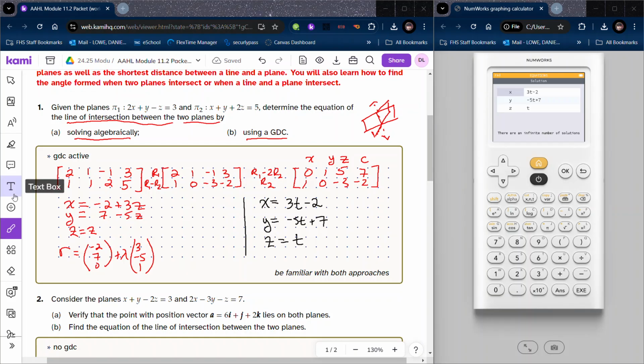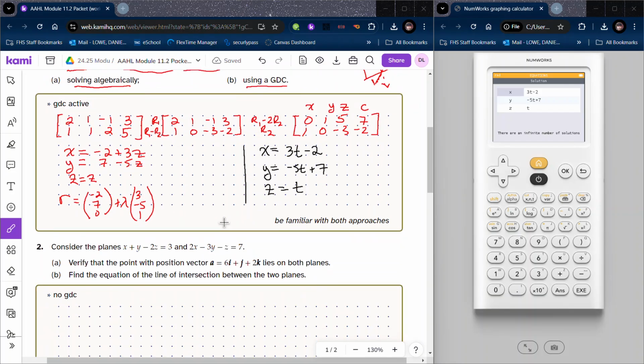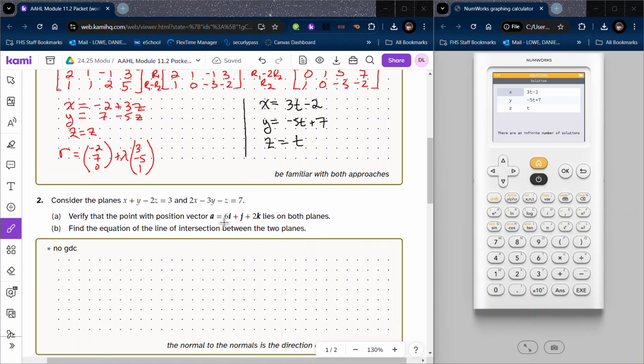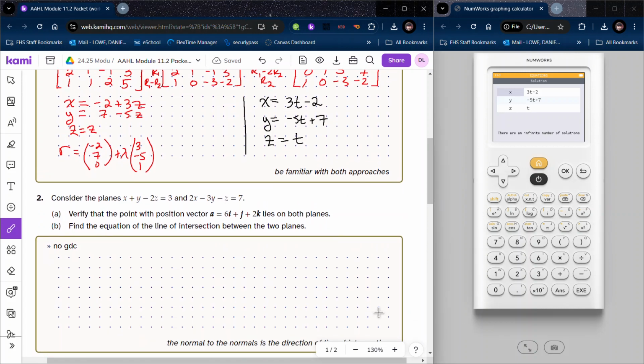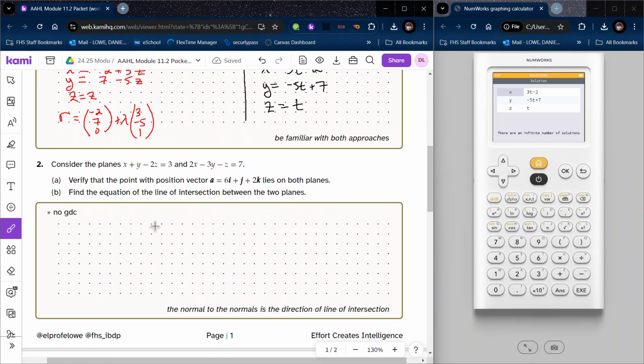Okay, so continuing. Like we said, that intersection will be a line if the planes aren't parallel or coincident. So let's look at our next question. Okay, number 2. And for this question, once again, we have two planes. And here we're going to be able to verify that we have a point that lies on both planes. And then we're going to want the equation of the line of intersection between the two planes.